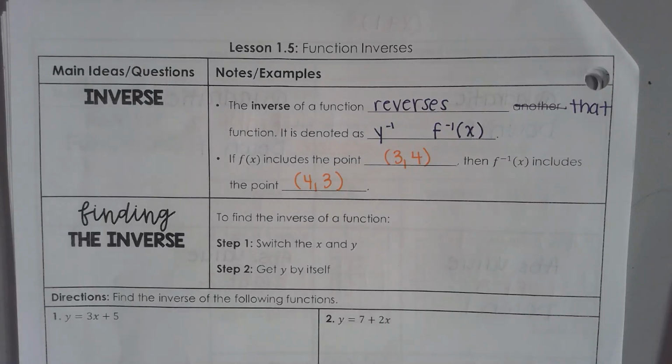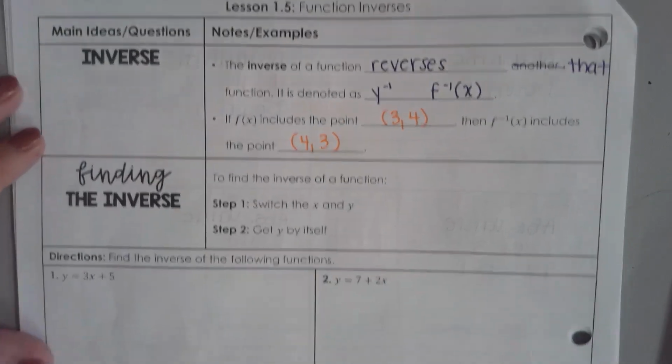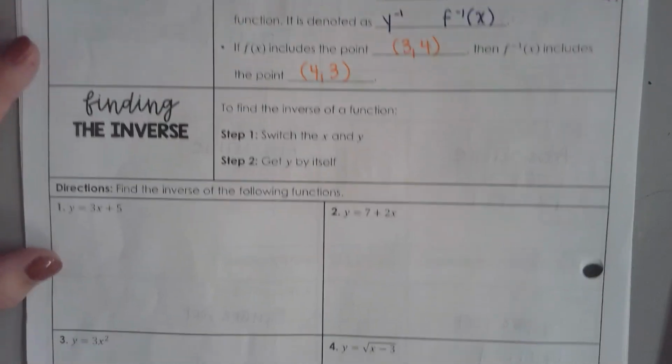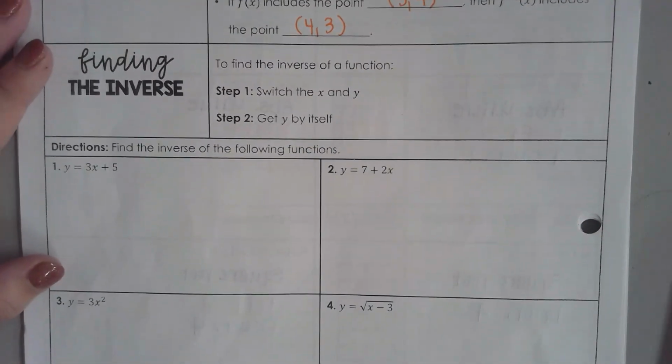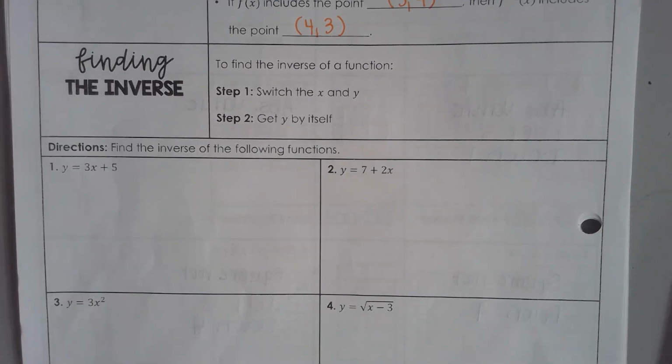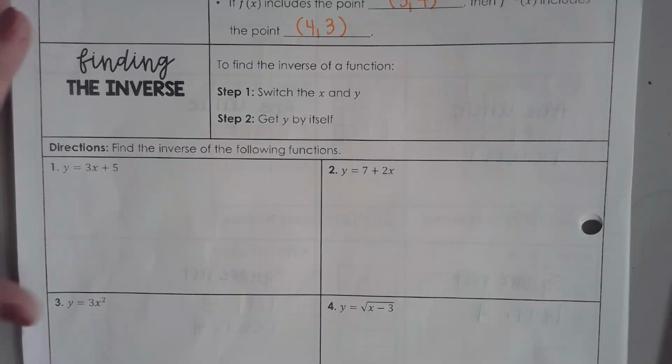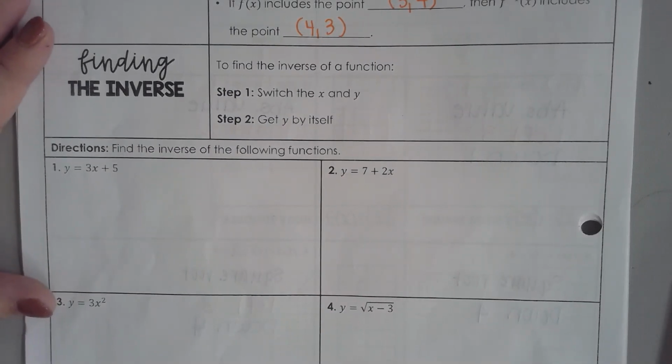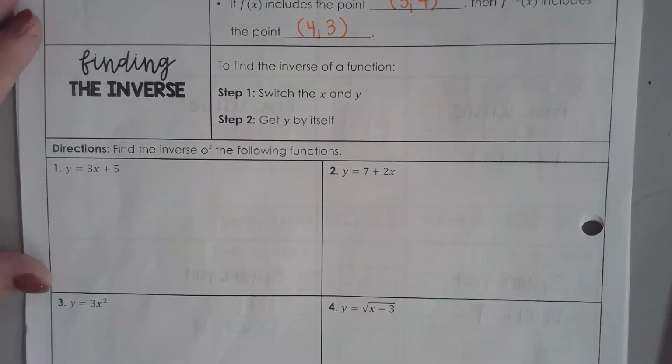So, when we're going to find the inverse of a function, we're going to start by flipping or switching the x and the y. And then we're going to rearrange. We're going to take the steps like you all did on your boards, and we're going to solve that to get the y back by itself. And that will give us its inverse.